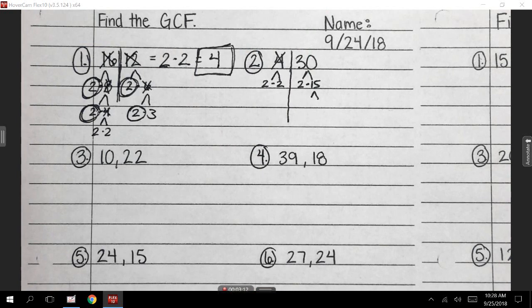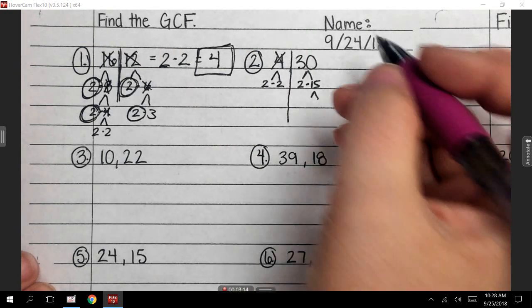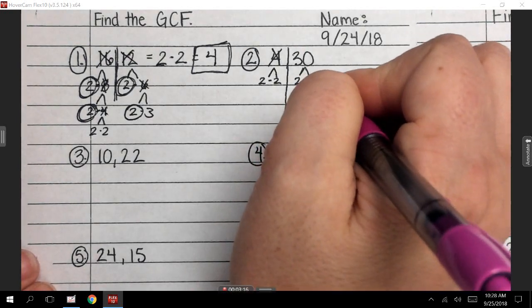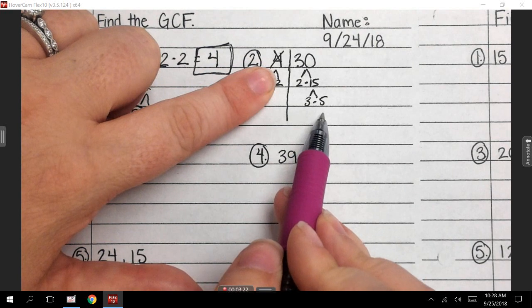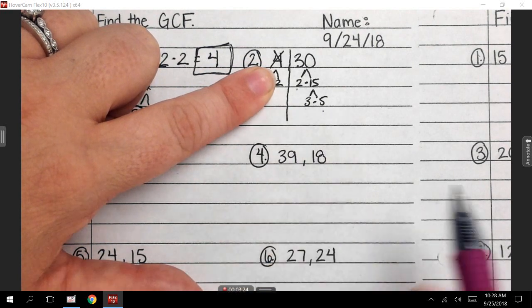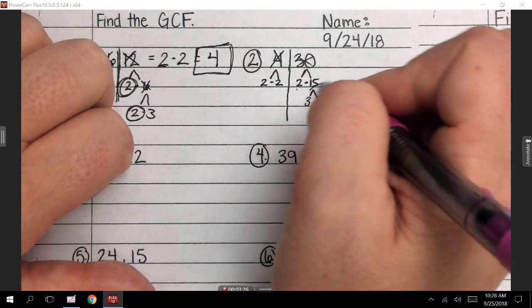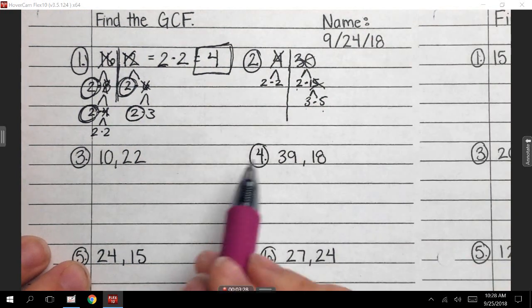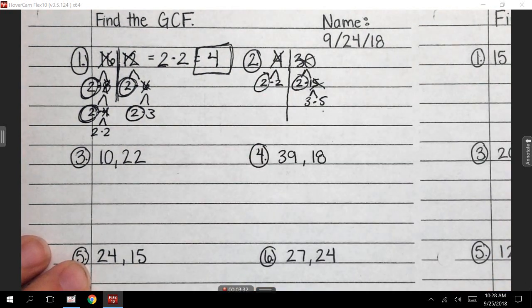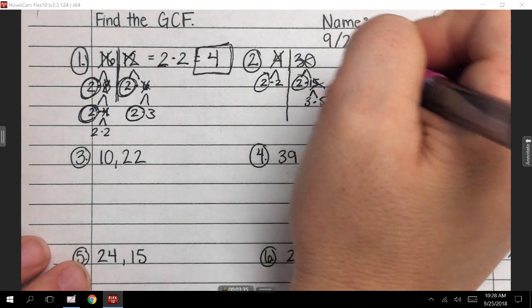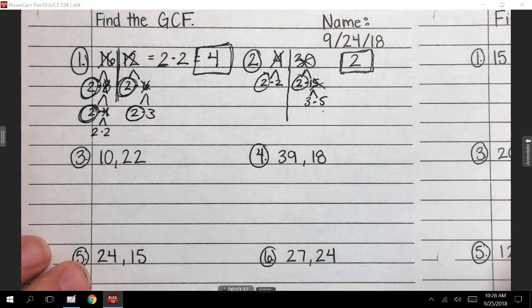Yes. For number 2, I did do 30 times 3 with that. That's fine. So you did 3 times 10, and then your 10 split up into a 2 and a 5. So we still end up with 2, 3, and 5, both of us, okay? All right, so on number 2, when I look at number 2, what matches? Just that 2. Does anything else match? No, so my answer here is going to be 2.